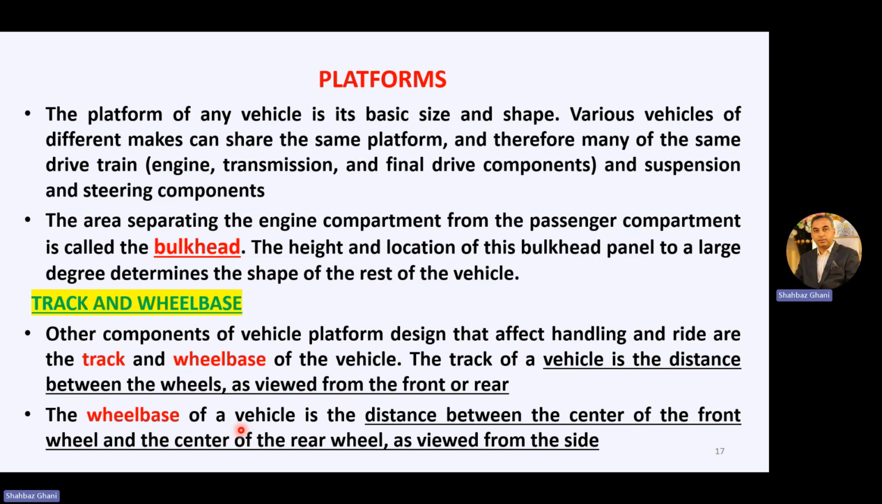Wheelbase of a vehicle is the distance between the center of the front wheel and the center of the rear wheel as viewed from the side. So while viewing the vehicle from the side angle, the distance from the center of the front wheel to the center of the rear wheel is your wheelbase. But if you are viewing the vehicle from the front or the rear, the distance between the two wheels is called the track. So remember these two things.